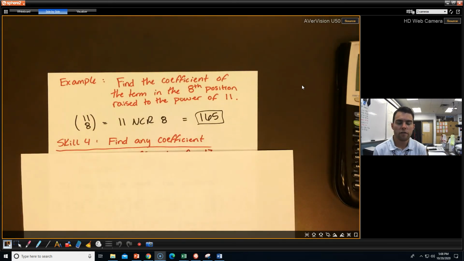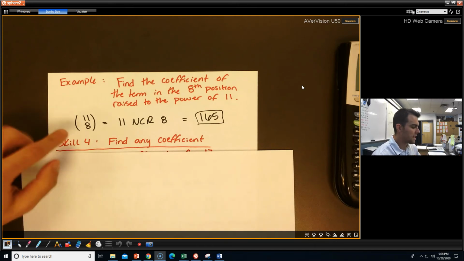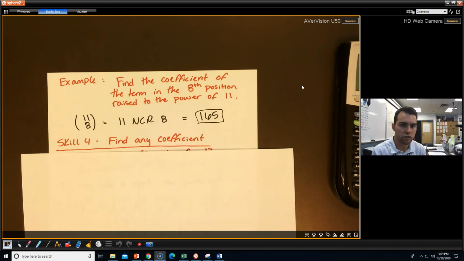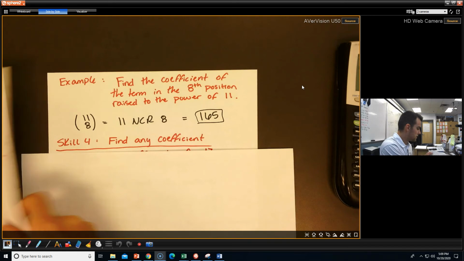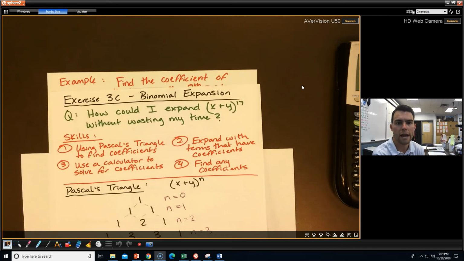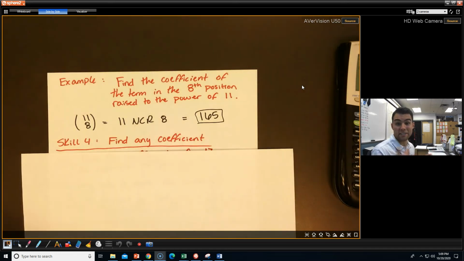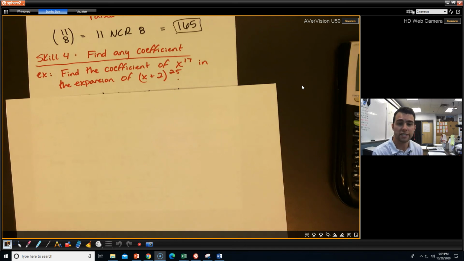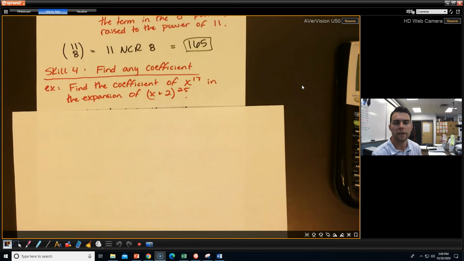So now finally skill 4 is finding any coefficient. Now, this guy is really handy because now we do have some limitations with Pascal's triangle. Like I said, we don't go past the 11th power on Pascal's triangle. But in our original problem, what I asked you guys was, what if I want to do x plus y to the 17th power? What if I wanted to do that? Well, here's how we can do it, okay? Let's see this example. Let's find the coefficient of x to the 17th power in the expansion of x plus 2 to the 25th, okay?